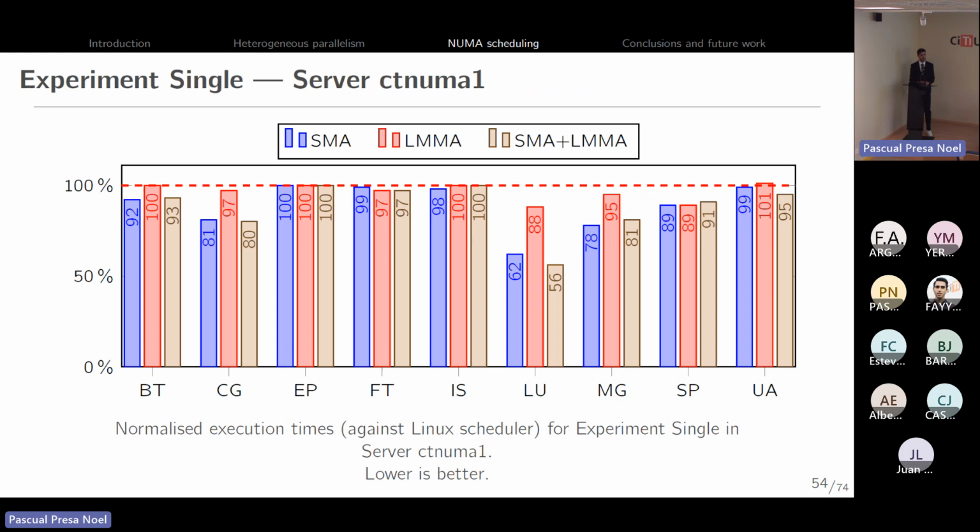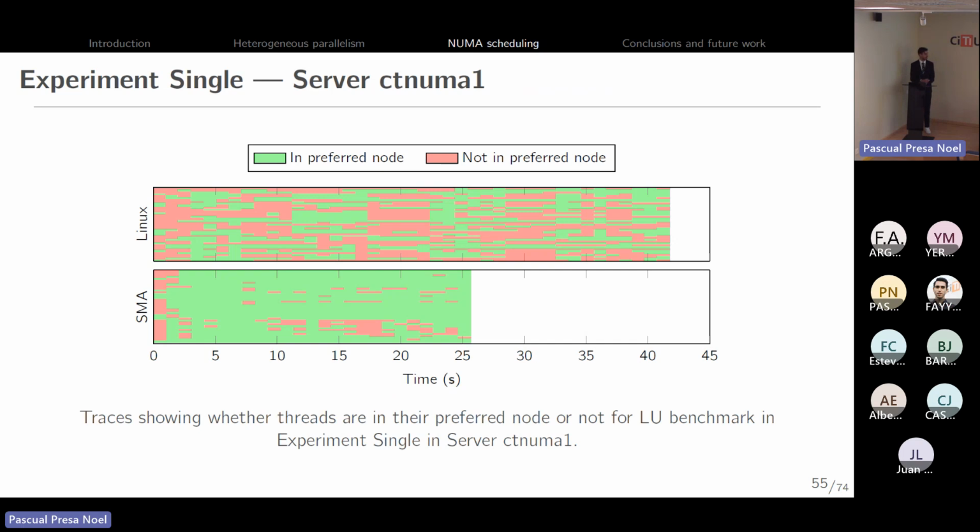These are the results in the server CiTIUS 1. We can see that we consistently improve the results against the Linux scheduler. Even in some scenarios, like the LU benchmark, we improve execution times by 44%. This is caused because our algorithms place the threads in their preferred node for a higher amount of time, and therefore the latency of memory operations is reduced and the execution times as well.